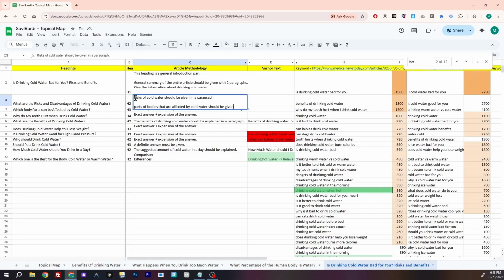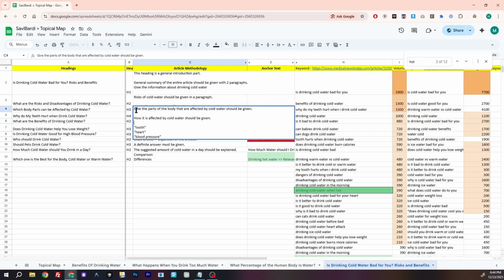Here we talk about the risk of cold water. In that area, you see that at the bottom of the paragraph, we talk about the parts of the body that are affected by cold water. In the first paragraph, we just ask to give the parts of the body, and then we go for these specific phrases that are parts of the body. Tooth is a part of the body and the heart is a part of the body. And we explicitly ask how it is affected by cold water.